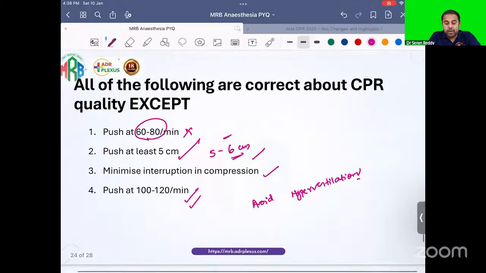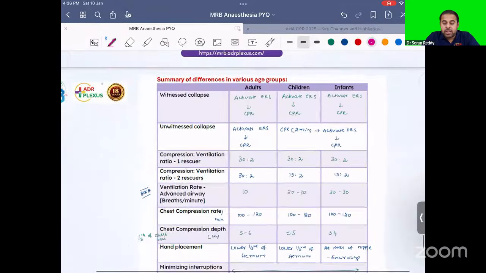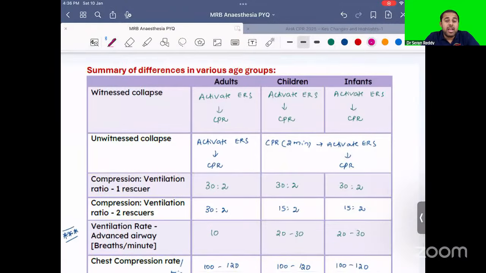Avoid hyperventilation. So see here, what are the differences in various age groups? Witnessed collapse and unwitnessed collapse. What is a witnessed collapse? If the patient collapses in front of you, what is the first thing you have to do in adults? Activate the emergency response system and do the CPR. Same with children and infants.